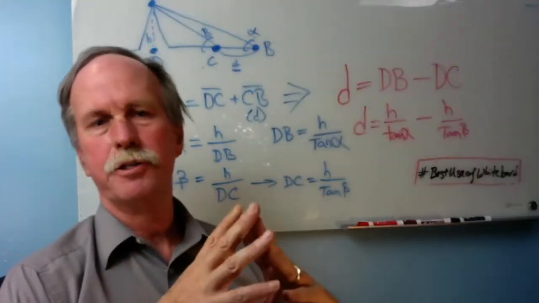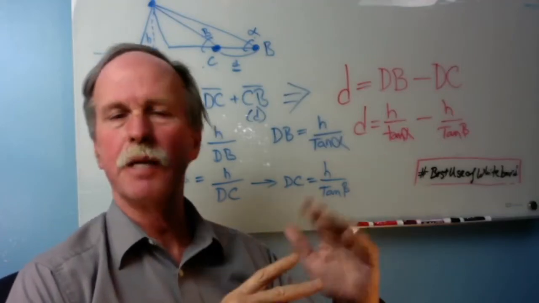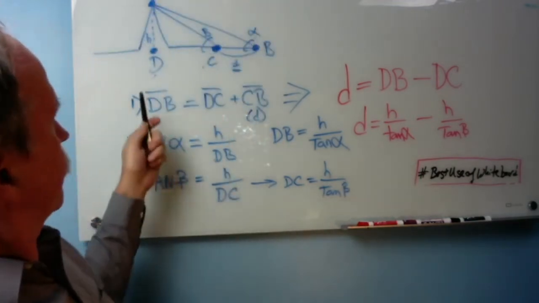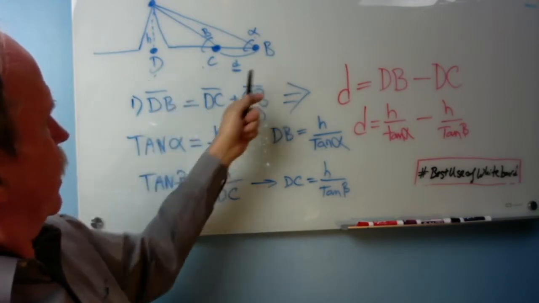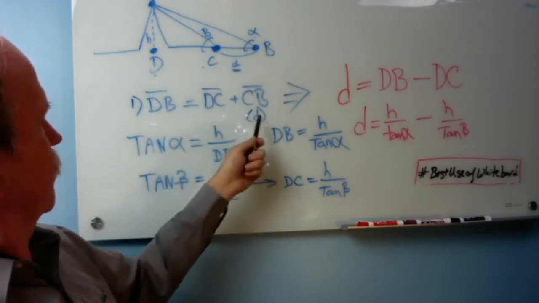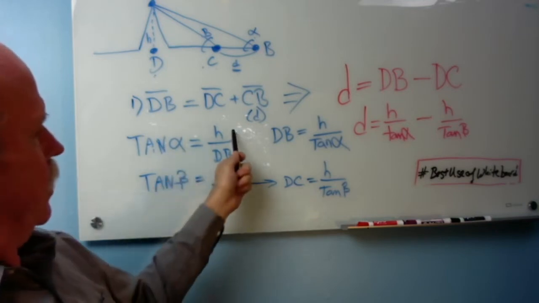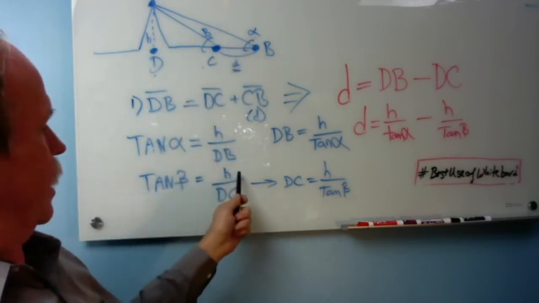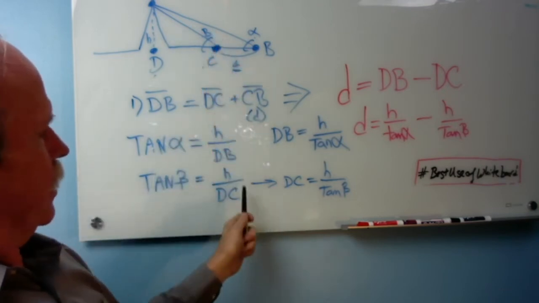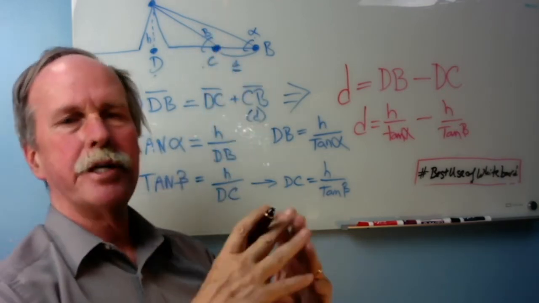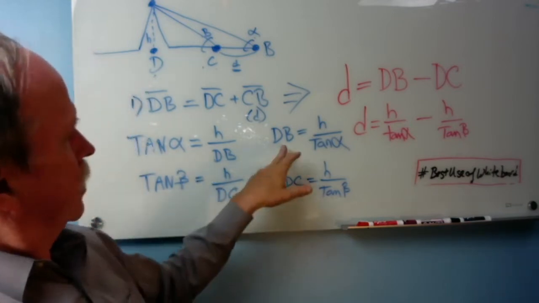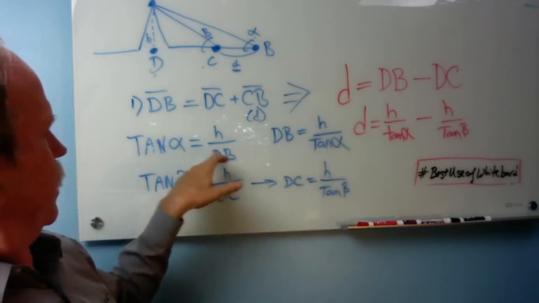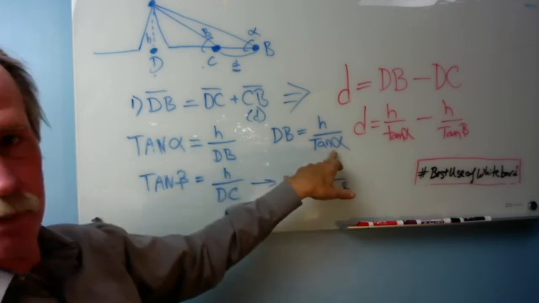Okay, the first part of the solution requires algebra, being able to substitute terms and rearrange them a little bit. So let's go over what we had. Originally, this entire segment, DB, equals DC plus d. We know that tan alpha equals height over DB, and tan beta is the height over DC. Now we can rearrange this to find different terms. So for example, DB equals h over tan alpha. DB we bring up, tan alpha we bring down, and we end up with this expression.